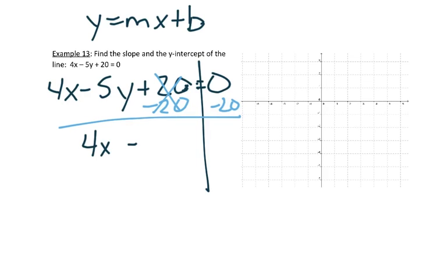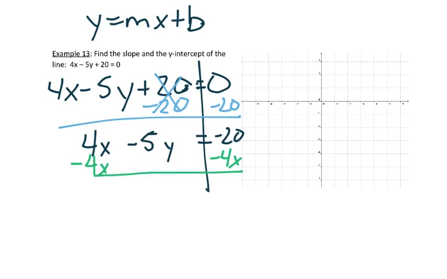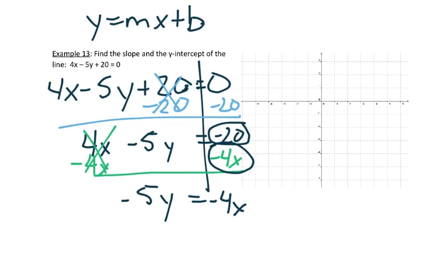We get 4x minus 5y equals negative 20. And then we need to move the 4x to the other side. So we'll subtract 4x from both sides. So that gives me negative 5y. But I want to write the 4x first, the negative 4x. So I write negative 4x and then minus 20. And that's because in this equation, my x part is first and my number is at the end.